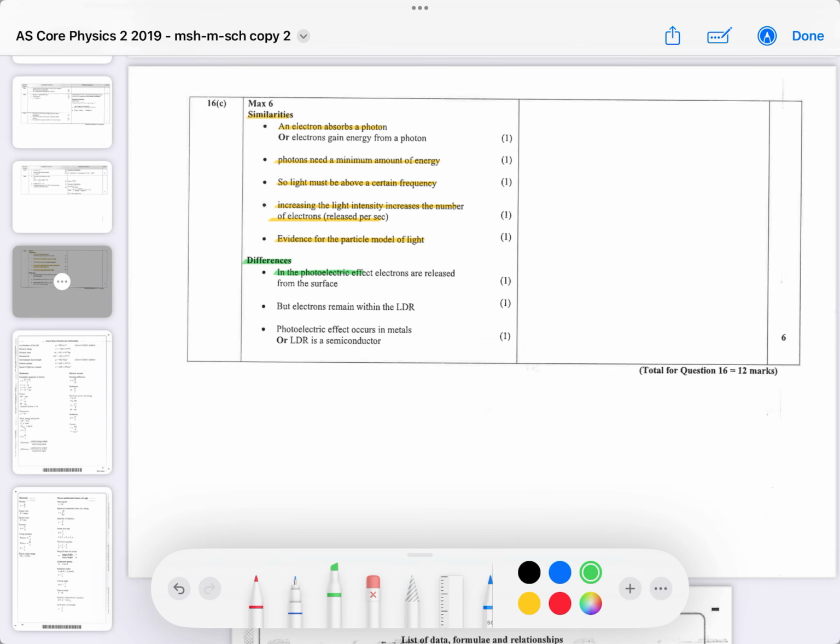in the photoelectric effect, electrons are released from the surface, but the electrons remain within the LDR. They just go to the conduction band. And the photoelectric effect occurs in metals, whereas an LDR is a semiconductor device. So you see 1, 2, 3, 5, 8 ways of getting your final 6 marks in this paper. Okay, so I hope you found that useful.